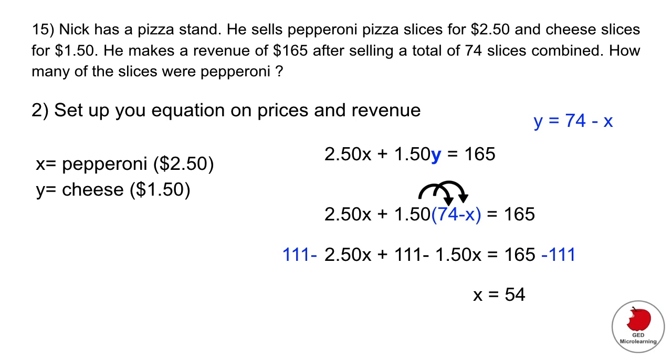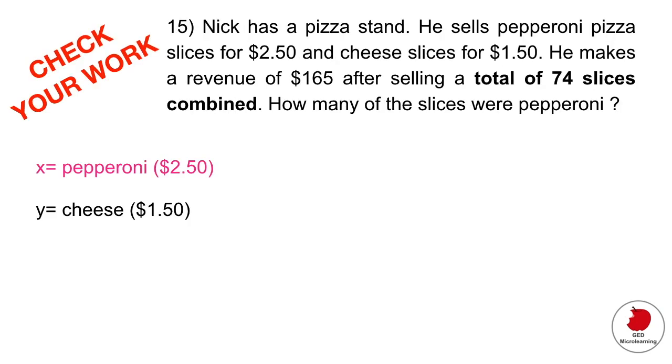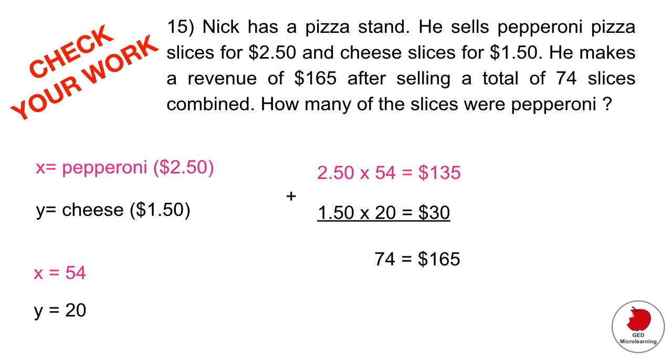So basically he sold 54 slices of pepperoni. Really important: check your work. We said that he sold 54 slices of pepperoni and then 20 of cheese, presumably, because we said that in total he had 74 slices. So let's see if this works out.